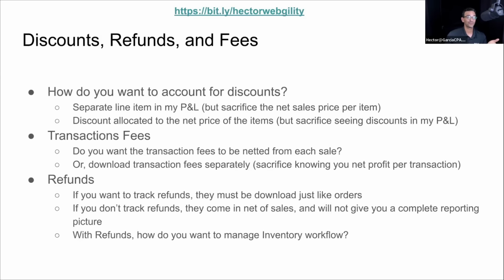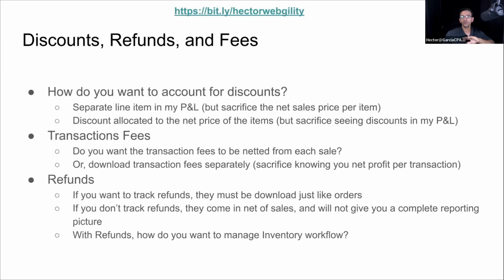So how do you want to manage those? Okay, so let's start with discounts. How do you want to manage discounts? There's actually two trains of thought here. One is, if you sell anything at a discount, do you want the discount to be allocated through all the products in the sale, and the sale show the net price on the invoice for each individual item, and no separate line item for a discount? Or do you want to see a completely separate line item for discount?